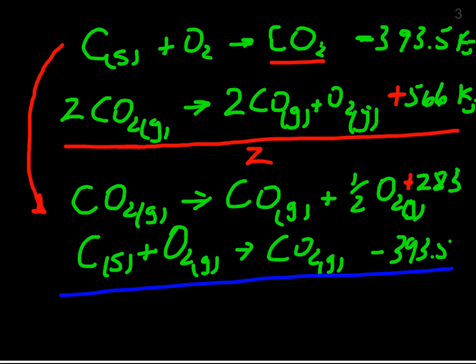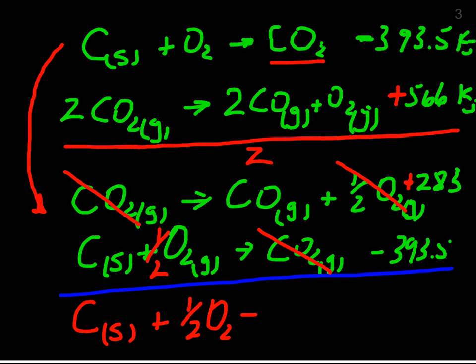So if I look at this, right here I have an oxygen. There I have 1/2 of an oxygen. So I can cancel that half of oxygen with half of this oxygen, leaving behind 1/2 O2. Here I have CO2 on the left side, and I have CO2 on the right side. So now I'm going to add these two together, dropping it down. Carbon plus 1/2 O2 is going to produce carbon monoxide.